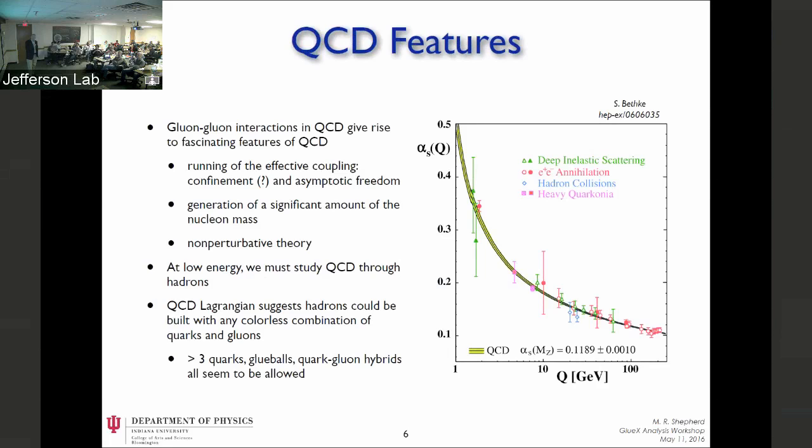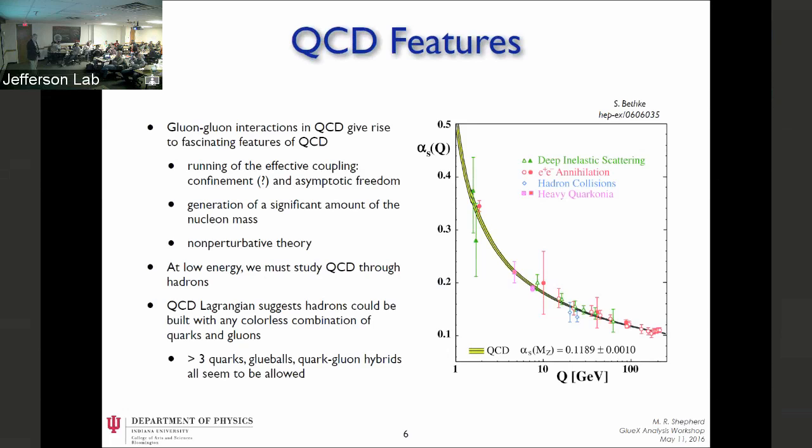So the unique thing about QCD, as I said, is that the gluon-gluon interactions are there. So gluons can interact with each other, and that results in the way that the coupling constant runs. We know that this generates a significant amount of the mass of the nucleon. We know that makes it a difficult theory. It's non-perturbative. It's hard to calculate. And a lot of those things mean that at low energy, we really must study QCD through hadrons. So what we have are these examples of solving QCD, I guess, which are hadrons. And we have to look at those and try to understand what they're telling us about the fundamental theory of quarks and gluons.